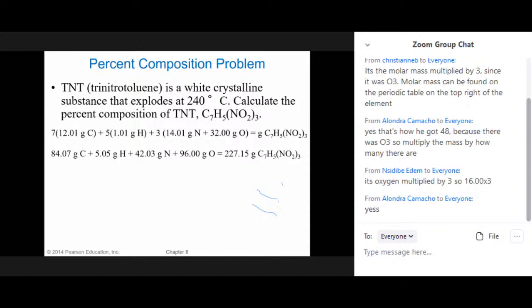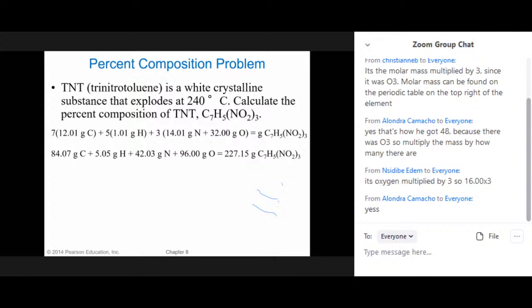This material will explode at 240 degrees Celsius. The way to calculate the percent composition of TNT: what is TNT made out of? It has carbon, hydrogen, nitrogen, and oxygen. We can account for each of those elements, so we're going to know how many of each are in that TNT. Well, we see seven carbon, 5 hydrogen, 3 nitrogen, 6 oxygen.